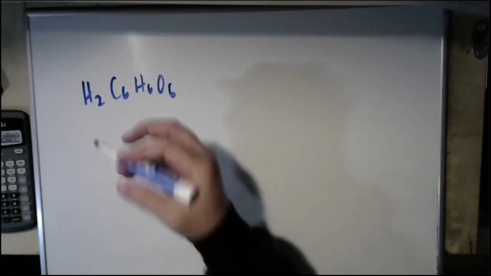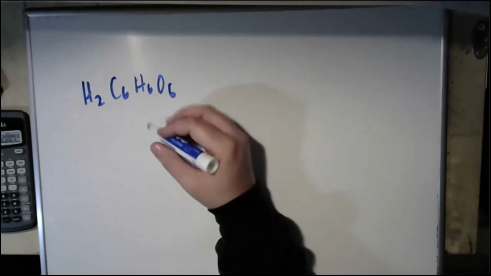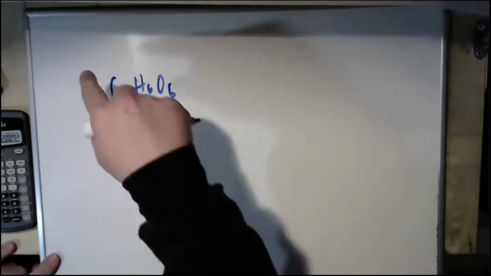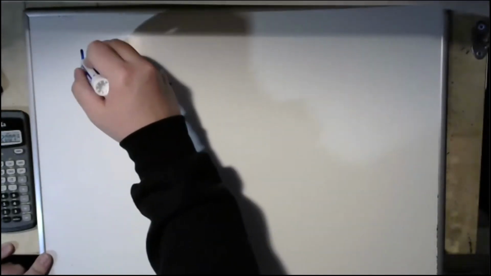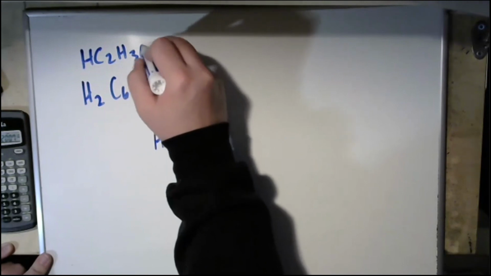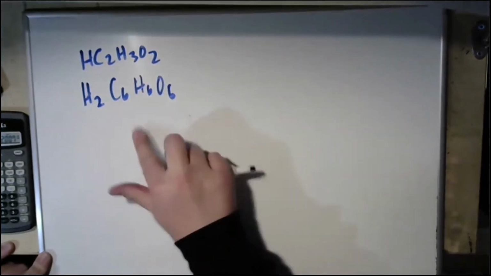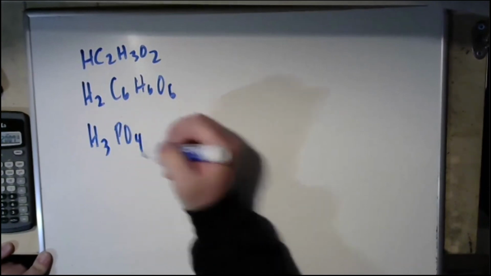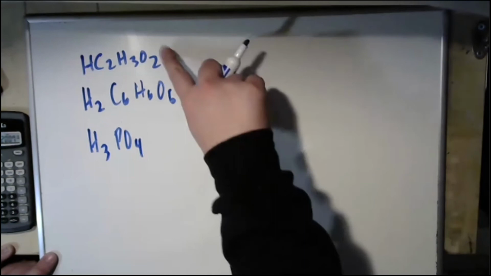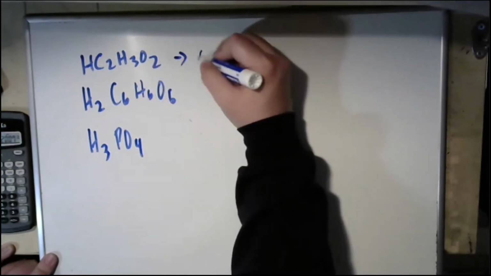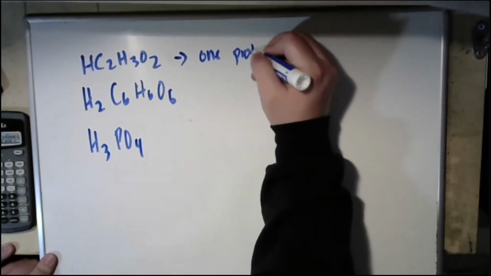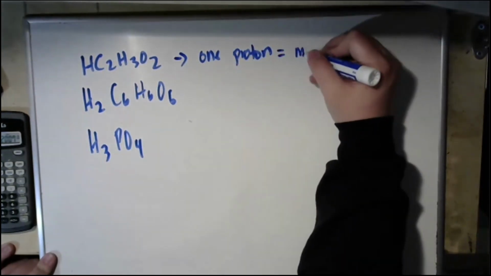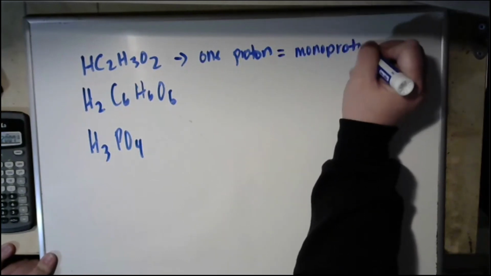As a reminder, let's look at different types of acids. Say we have HC2H3O2, and then we have our ascorbic acid here, and then we have something like H3PO4. Acetic acid can donate 1 proton. If it can donate 1 proton, that's called being a monoprotic acid.